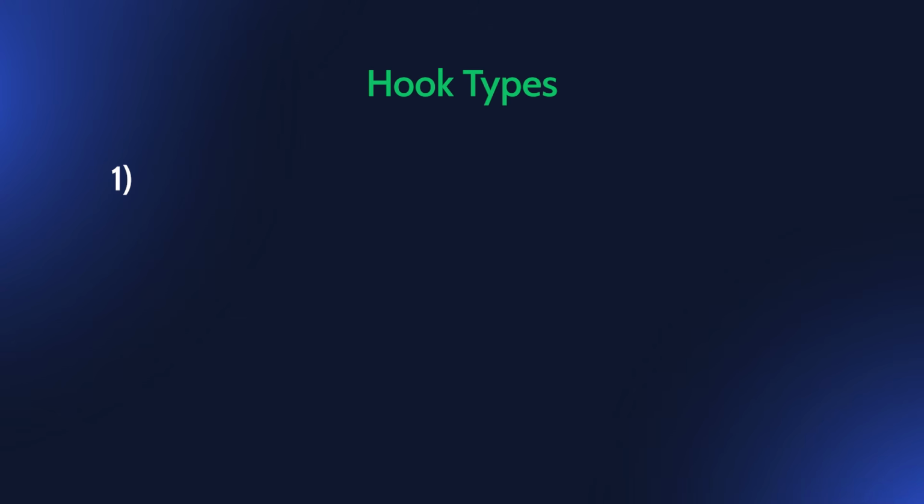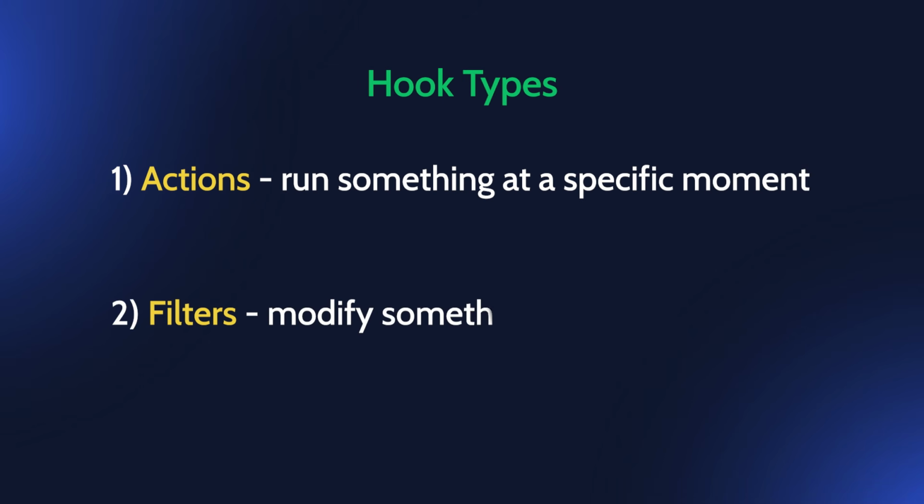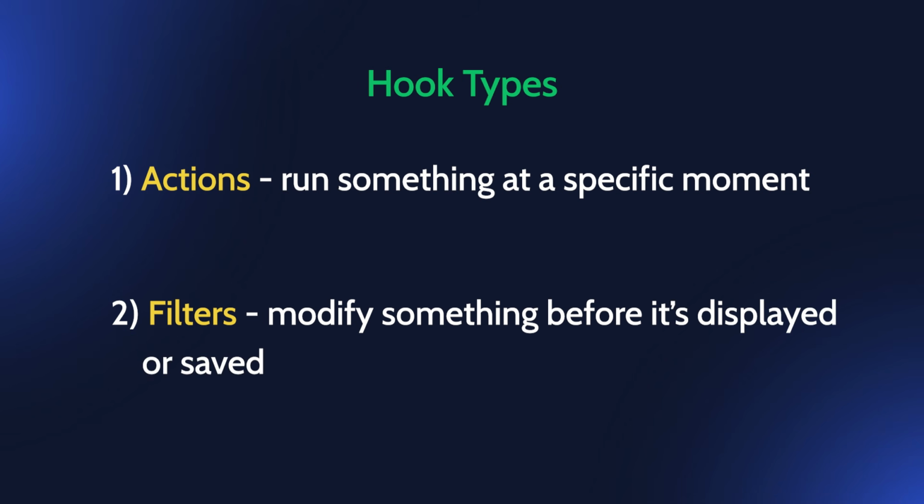Let's talk about hook types. Because there are two different types of hooks. Actions, they run something at a specific moment. And filters, they modify something before it's displayed on the front end or saved. do_action registers action hooks. apply_filters registers filter hooks.